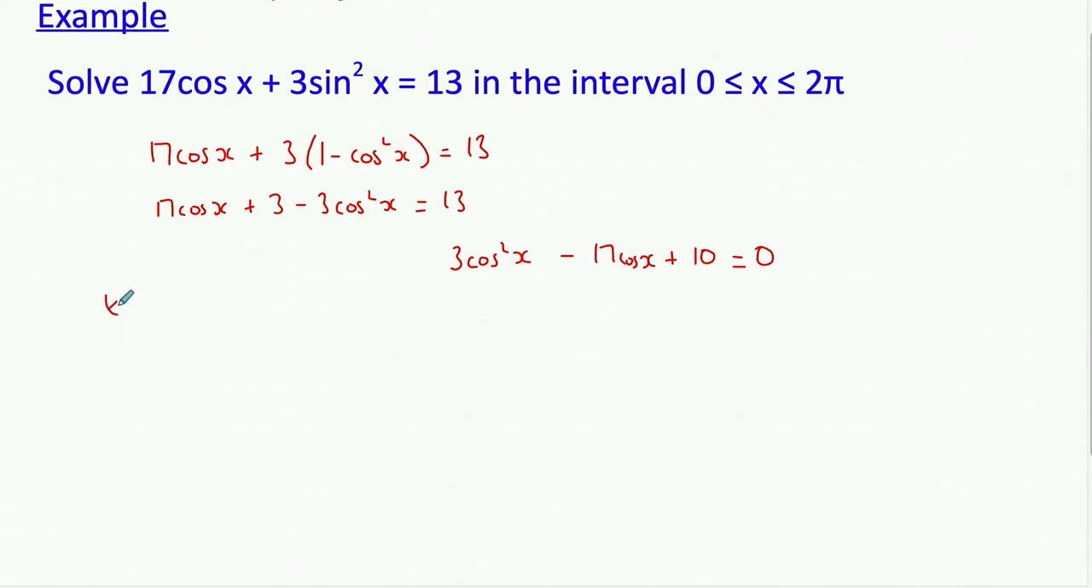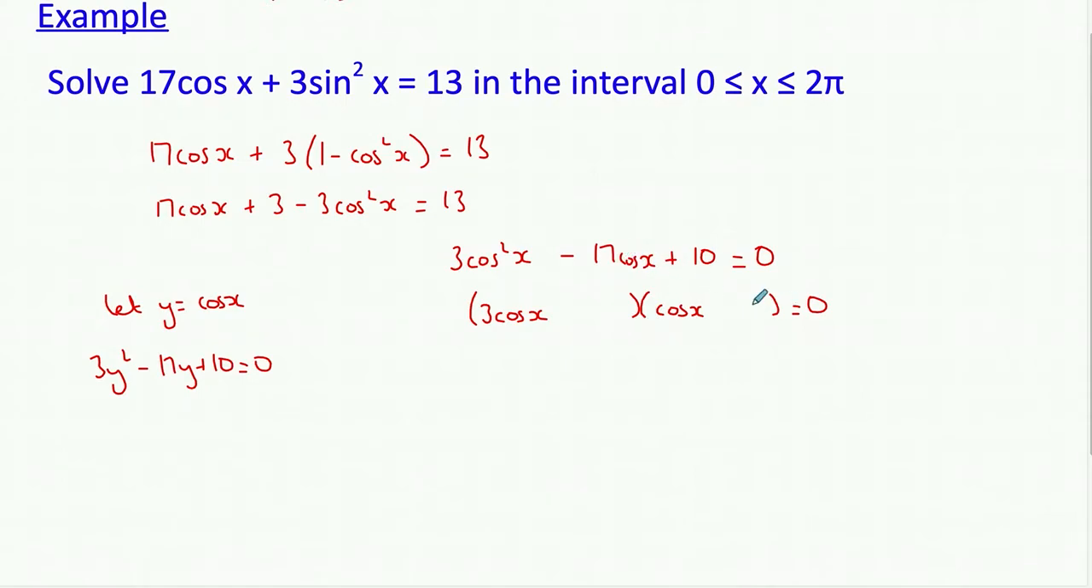I can let y equal cos x if you want to, and then rewrite that as 3y squared minus 17y plus 10 and solve that. You don't actually need to though. You can write 3 cos x and cos x in your brackets so that you're not having to switch to y's and then back to cos x's. So you can do this, but you don't actually need to.